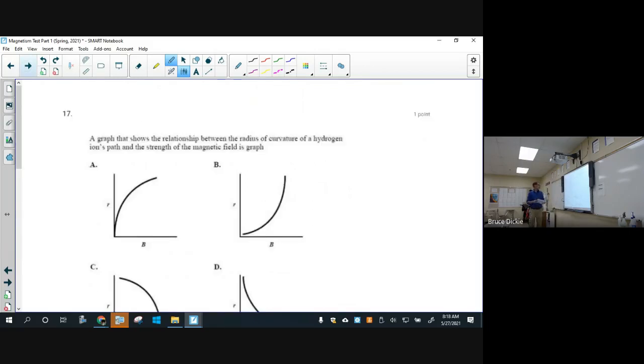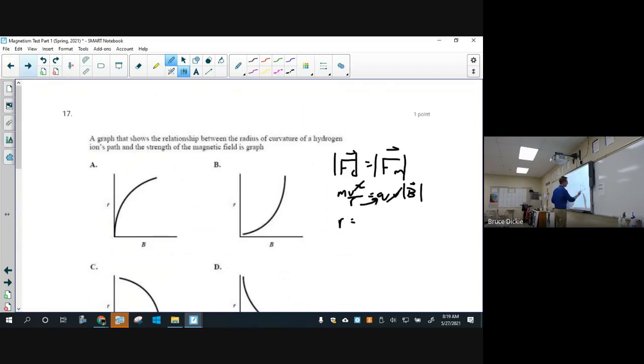(17) A graph shows the relationship between the radius of curvature of a hydrogen ion's path and the strength of the magnetic field. Look, I told you when you're trying to find a relationship, whether it's in words or in a graph, you want an equation for this, right? So let's say FC is equal to FM. This is going to give us the relationship between R and B. So we got mv squared over R is equal to qvB. V's cancel. Solve for R here.